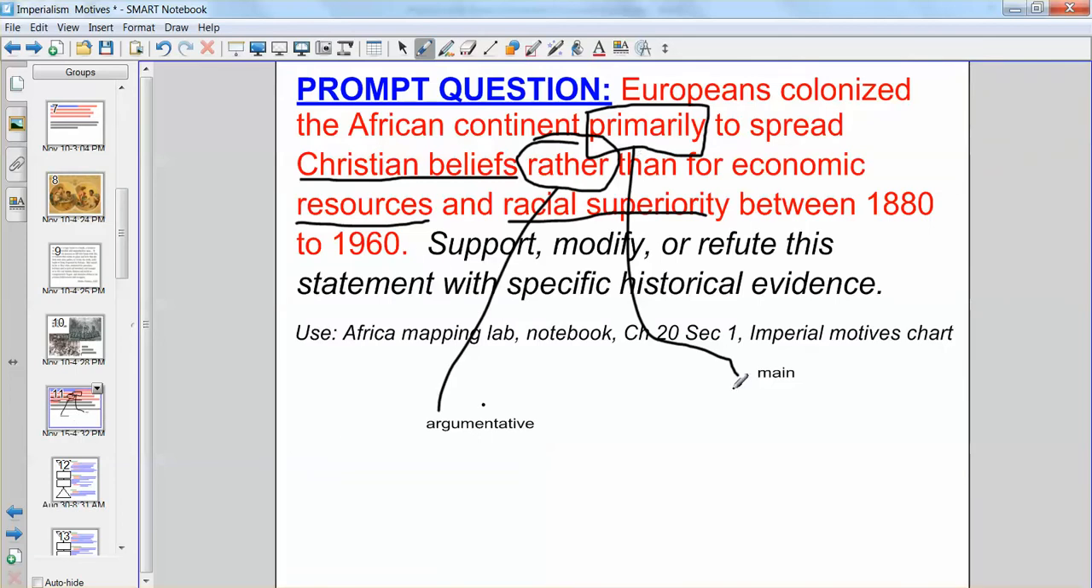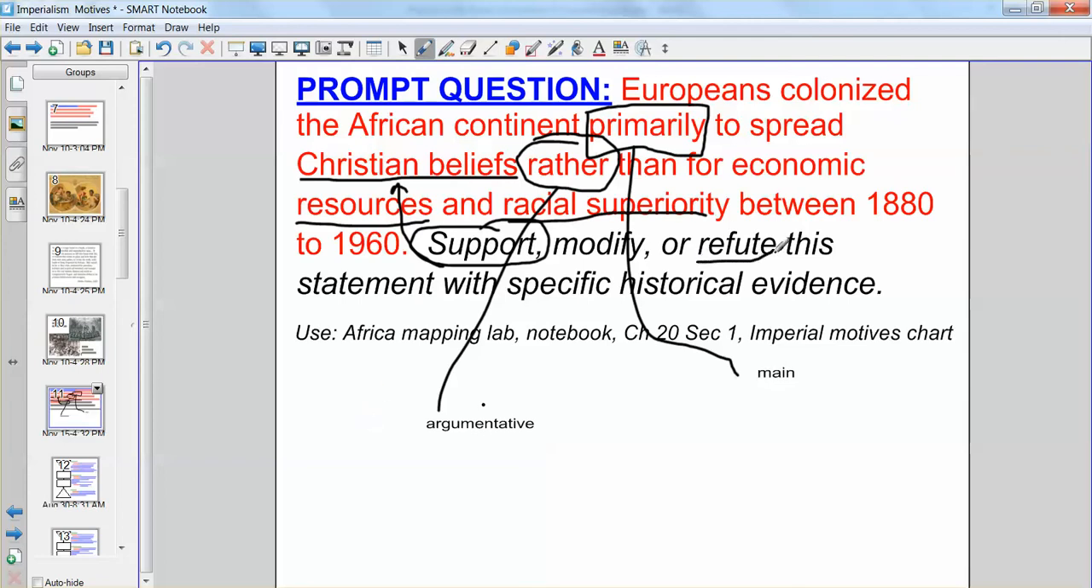Now, there's a couple of key words to identify here. How do I know? Well, support. The support part basically means that I would take the belief that Christian beliefs were the number one reason or the main reason why Europeans came. That means I would support that statement. My entire essay I'm writing is going to support it.